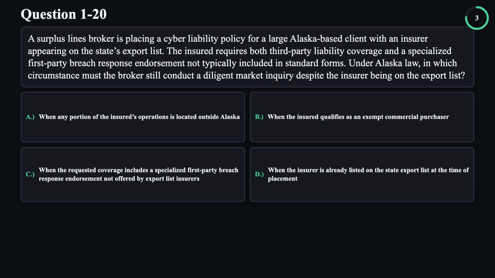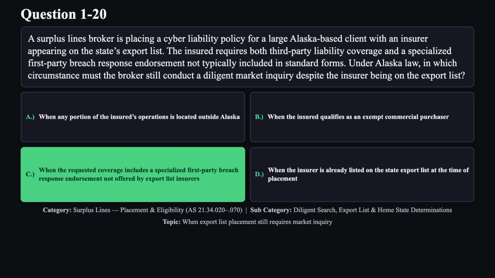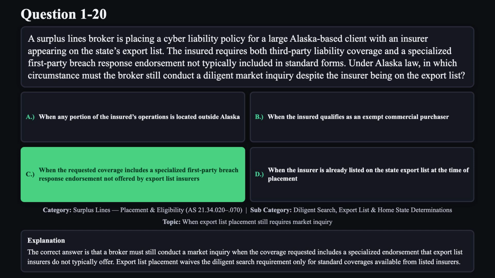The correct answer is C. The correct answer is that a broker must still conduct a market inquiry when the coverage requested includes a specialized endorsement that export list insurers do not typically offer. Export list placement waives the diligent search requirement only for standard coverages available from listed insurers.